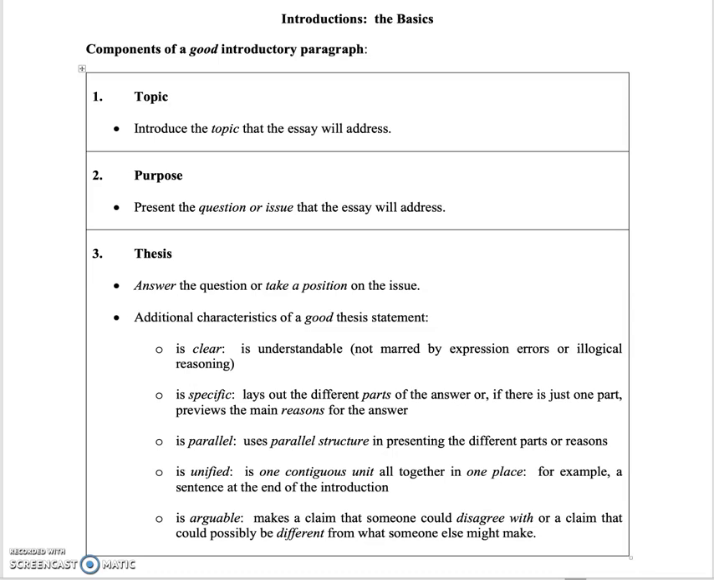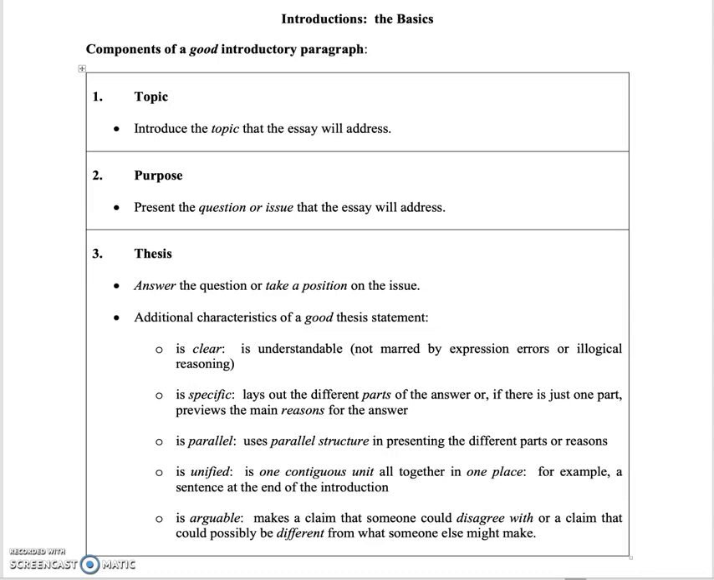First we start with the topic, and that just means introducing the topic, the subject matter that the essay will address. This is often the longest part of the intro paragraph, 3 or 4 sentences, because you're laying out for the reader what they need to know to understand the topic, maybe some context, maybe some background. You don't want to go on too long, but you need to give enough so that people will know what the topic is and have a little bit of understanding of it.